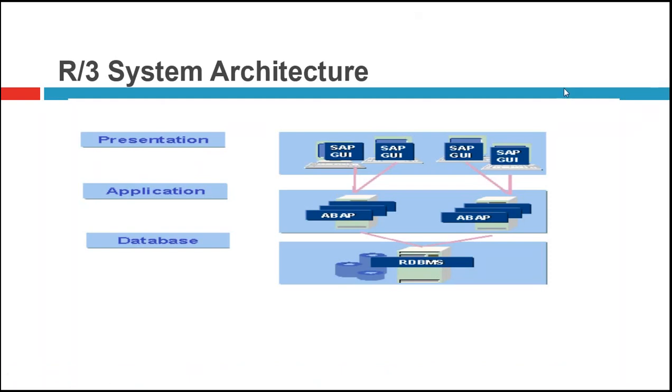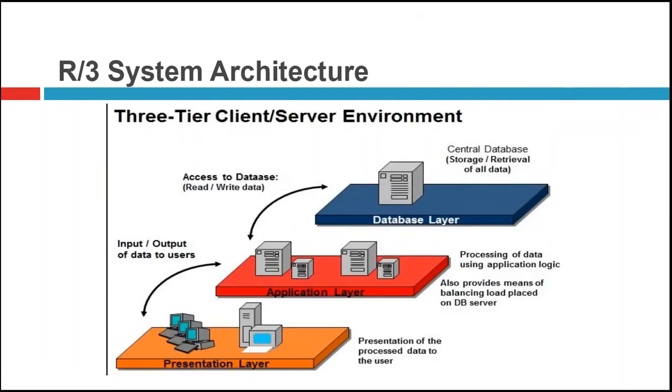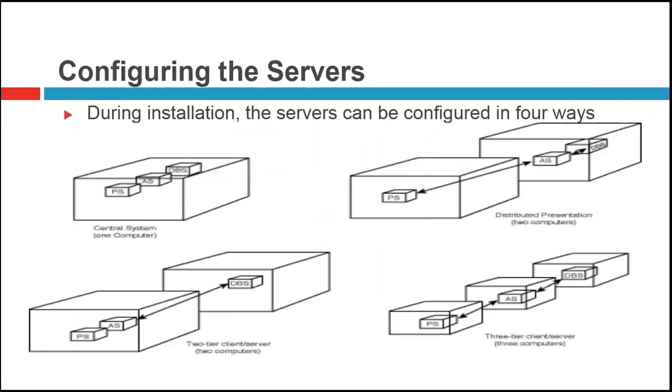And here is the place where we see the 3-tier architecture environment, which contains the presentation, application, and database layers. These are the servers which are configured in SAP by the clients. If you see on the left side, if the presentation, application, and database are installed in one system, like your desktops or laptops, then it is called a central system, where one system is involved. And when you come to the top right corner, if the presentation is in one system and the application and database are in another system, then it is called a distributed presentation system, where 2 computers are involved.